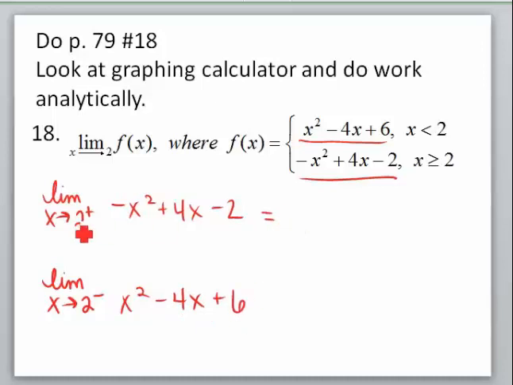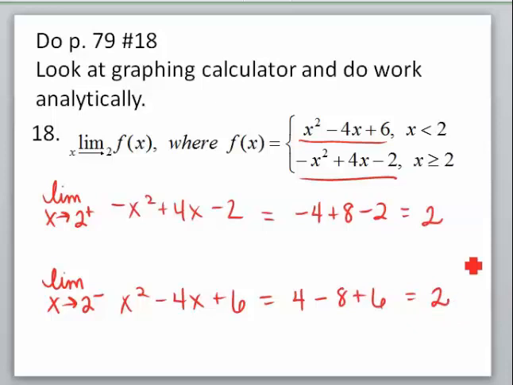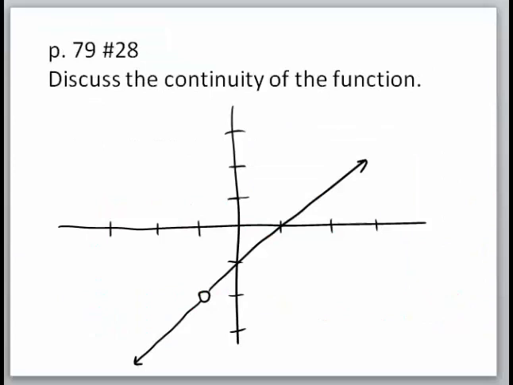So when we plug in 2 here, we end up getting negative 4 plus 8 minus 2, which gives me an answer of 2. And down here, when I plug in 2, I get 4 minus 8 plus 6. And I end up with negative 4 plus 6, which is a 2 also. So the limit, because they both go to the same expected height, is 2.